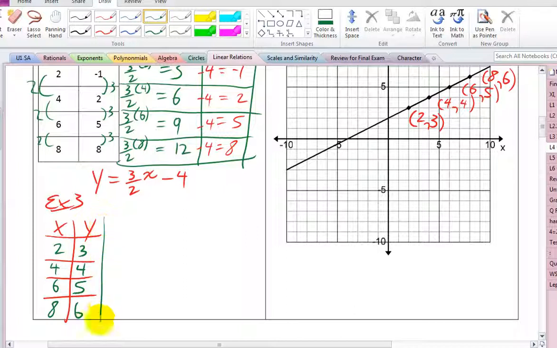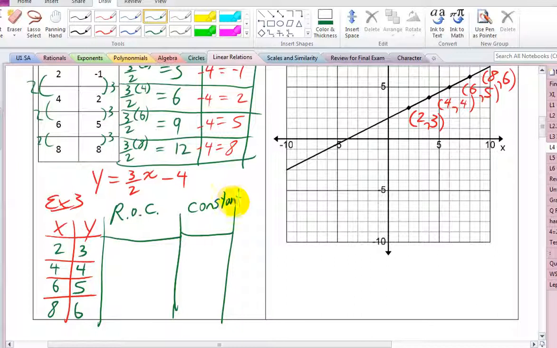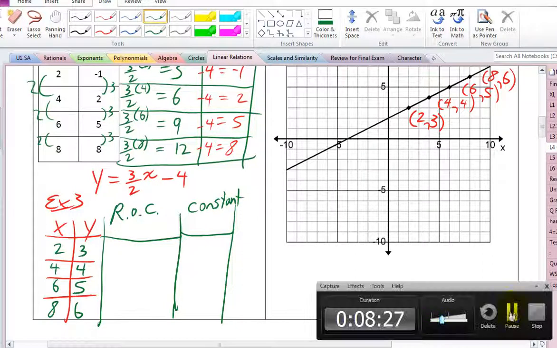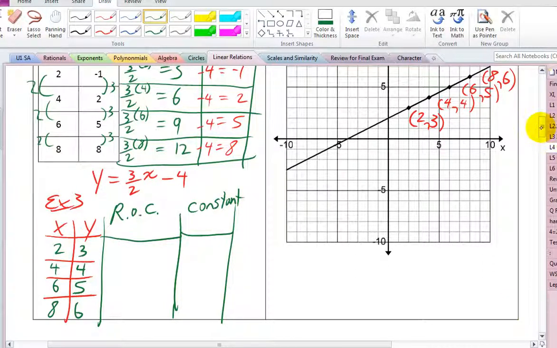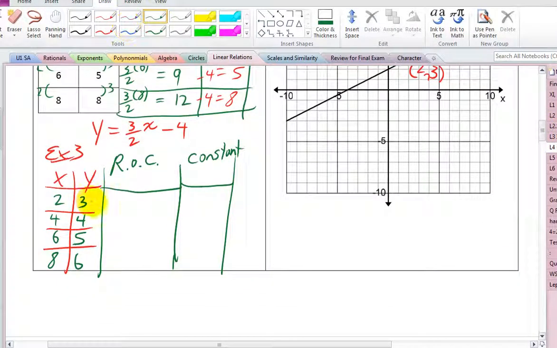And now you can do what you just finished doing. Do your rate of change, do your constant. Go ahead and make up your equation. Rate of change, going up by 1, 1, 1, 2, 2, 2.